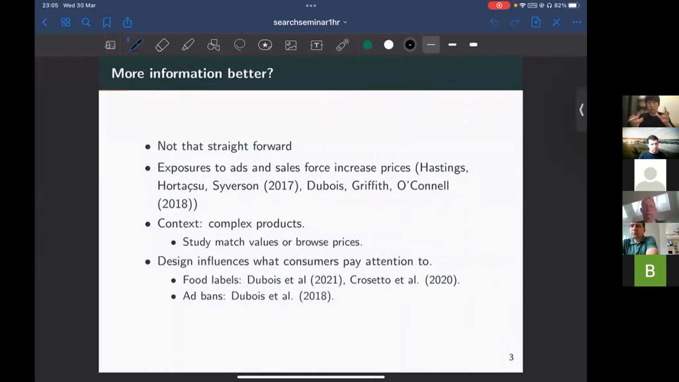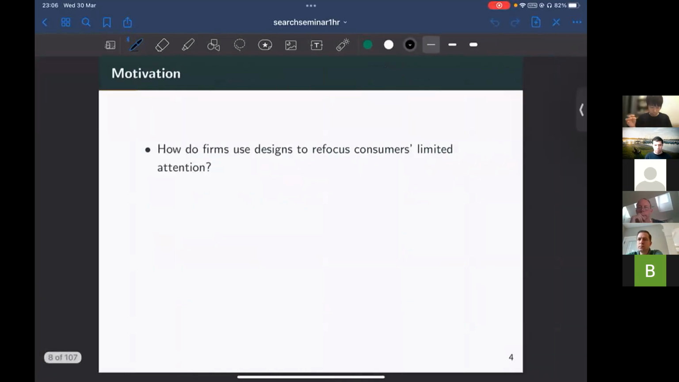In particular, we're looking at how design is going to influence what consumers pay attention to, whether they look at one thing in a more detailed way, or look at several things in a superficial way. Right, so this is the main question of the paper: how do firms use design to refocus consumers' limited attention? To answer this question, we combine two literatures.